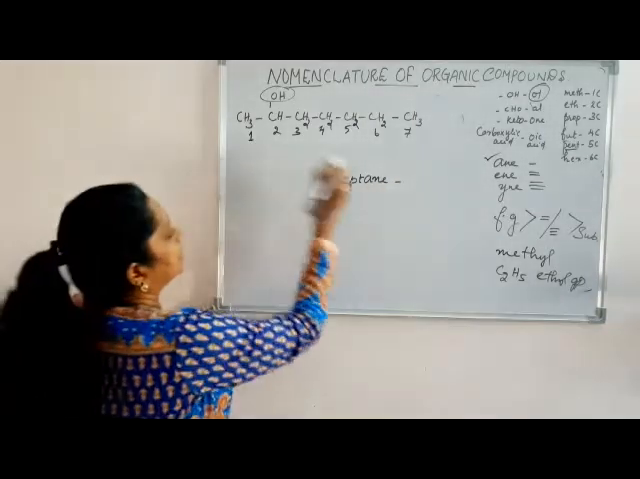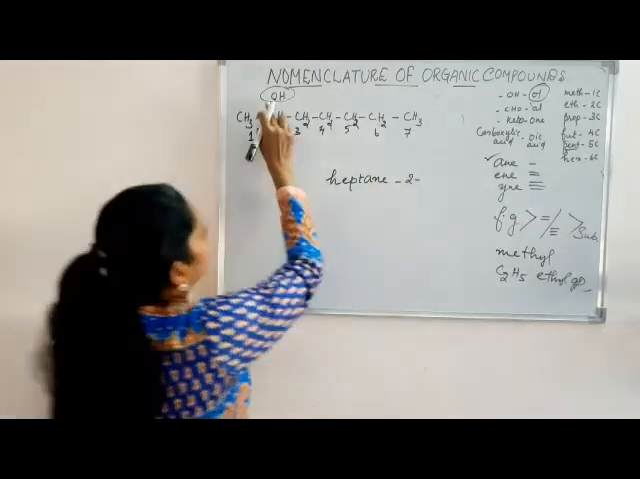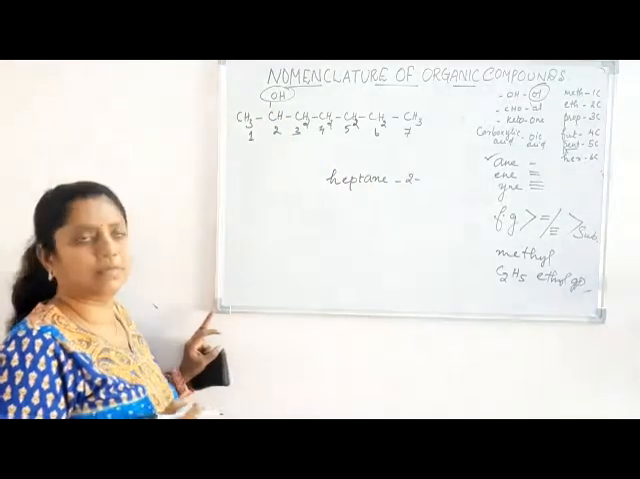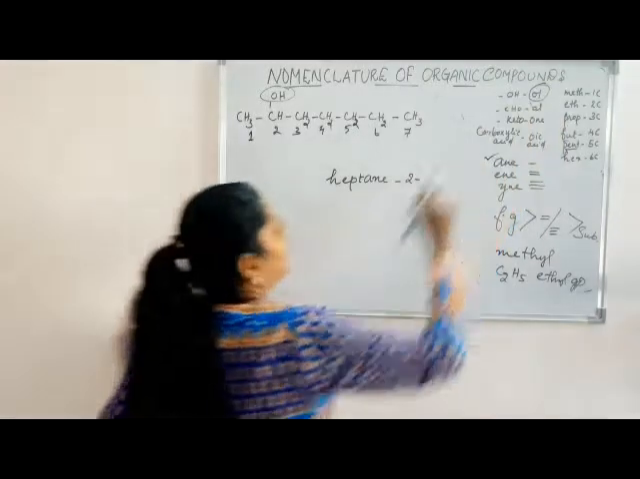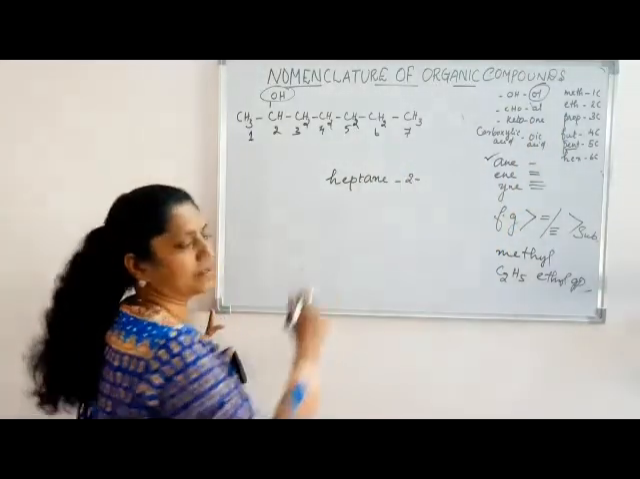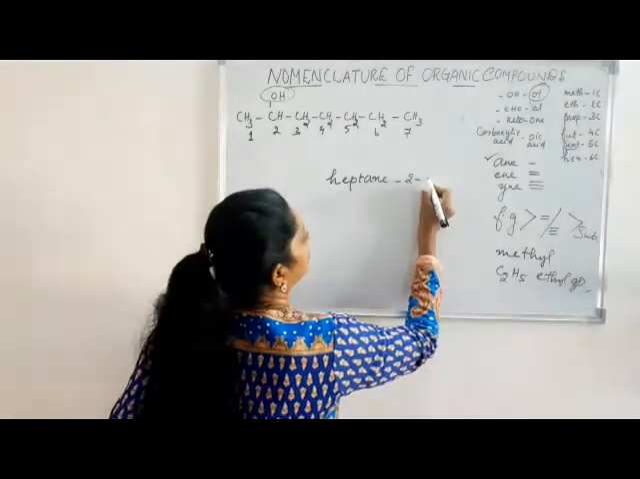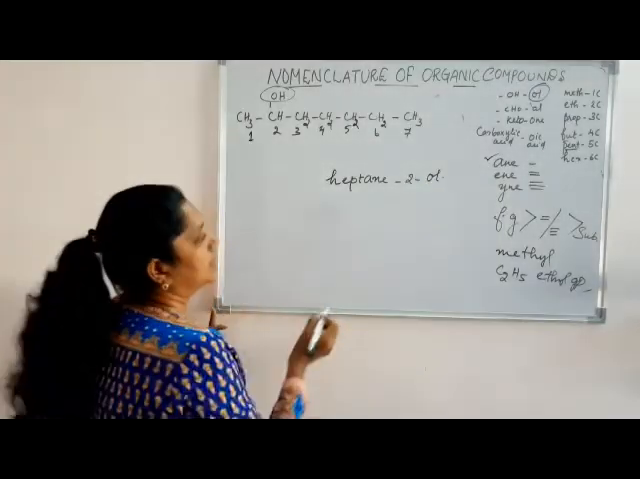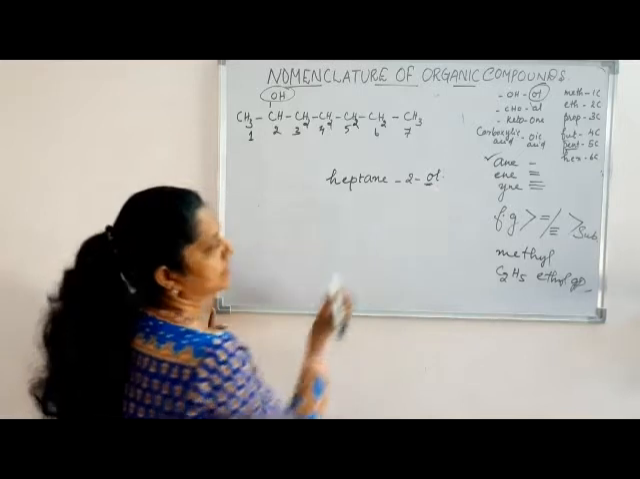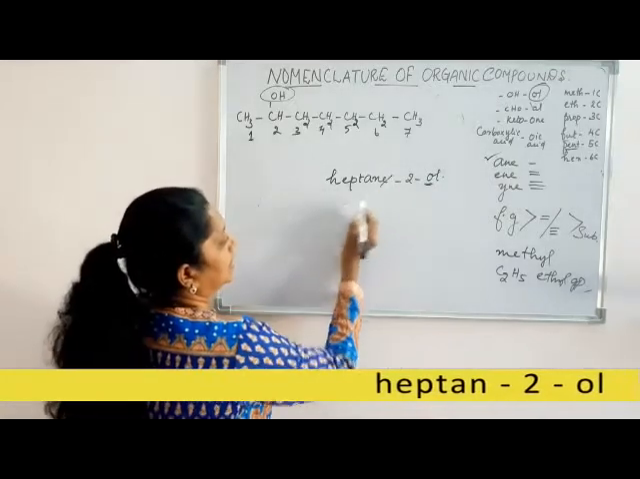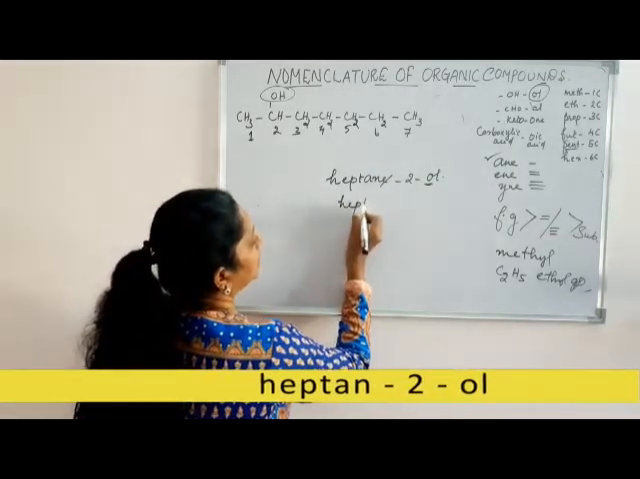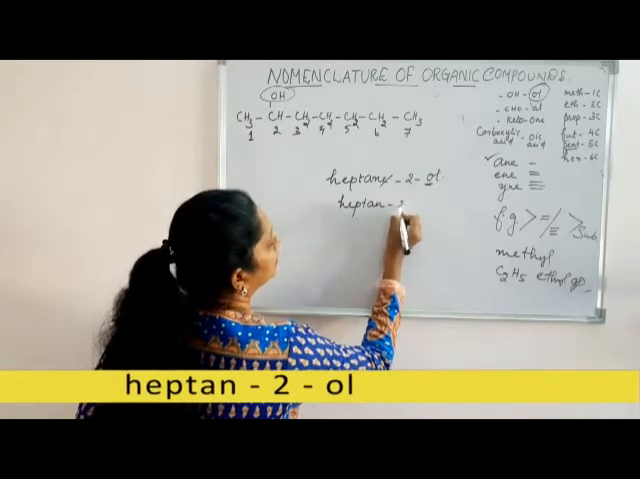Then in the second carbon atom, there is an alcohol. For alcohol, the suffix used is OL. OL is the suffix used for the alcohol. So heptane-2-ol. Since this is a vowel sound, we are dropping this E. So heptan-2-ol.